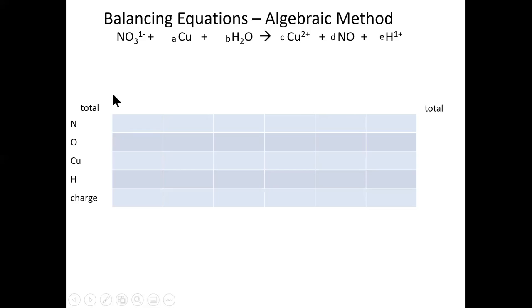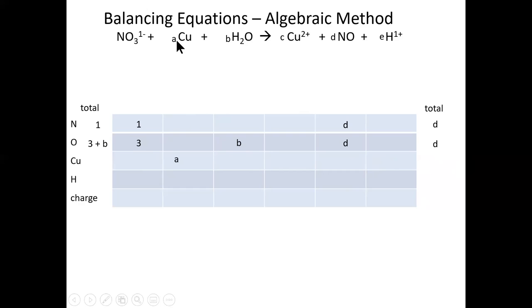So we can see that for nitrogen, there's one nitrogen on the left. And since the only place where nitrogen is found on the right is here, we can see that 1 is indeed going to be equal to D. We'll make that equation a little bit later. Okay, when you look at oxygen, there are 3 oxygens in NO3. There's also oxygens in water, but if I change coefficient B, then we're going to have to multiply whatever coefficient B is times oxygen. So the amount of oxygens here will be equal to B. And on this side, the amount of oxygens would be equal to D. So we have now established that 3 plus B is the total amount of oxygens on the reactant side. Again, this half of the table represents reactants, this side products, and D represents the number of oxygens on the product side.